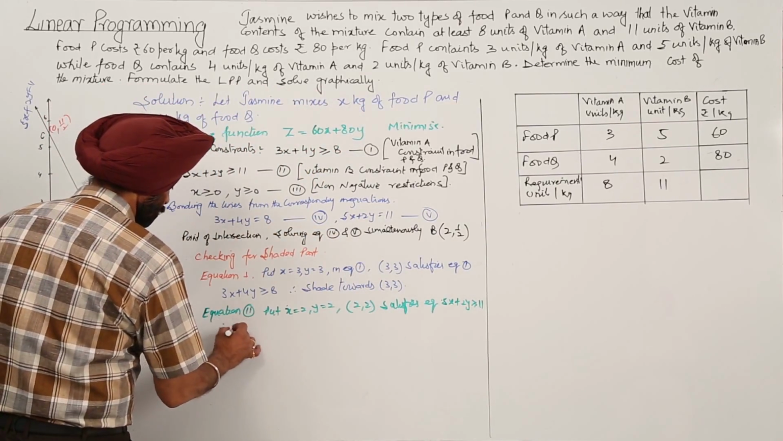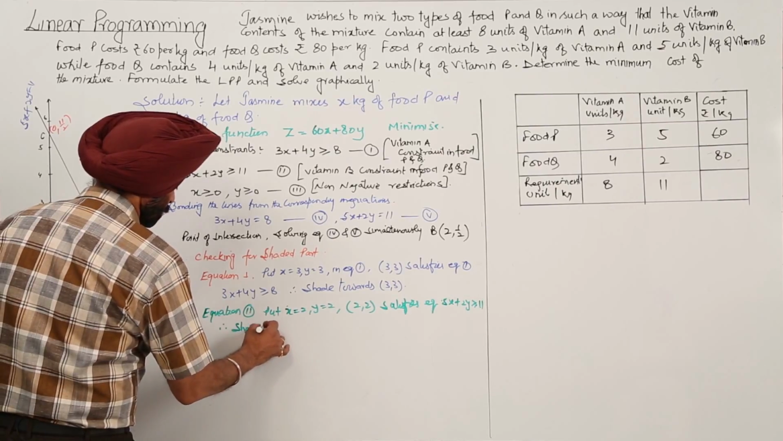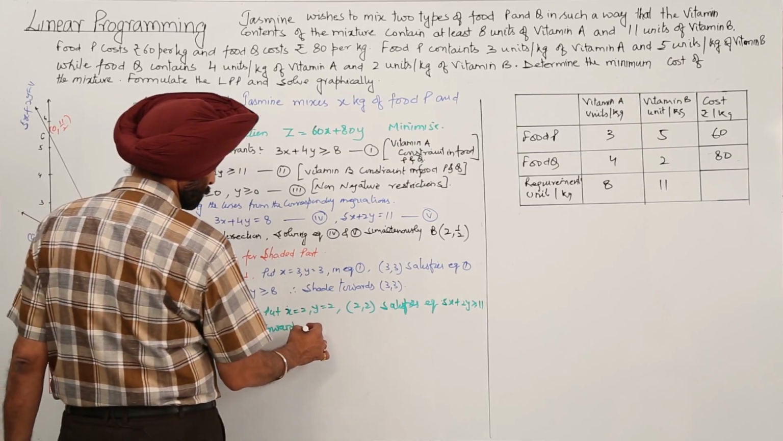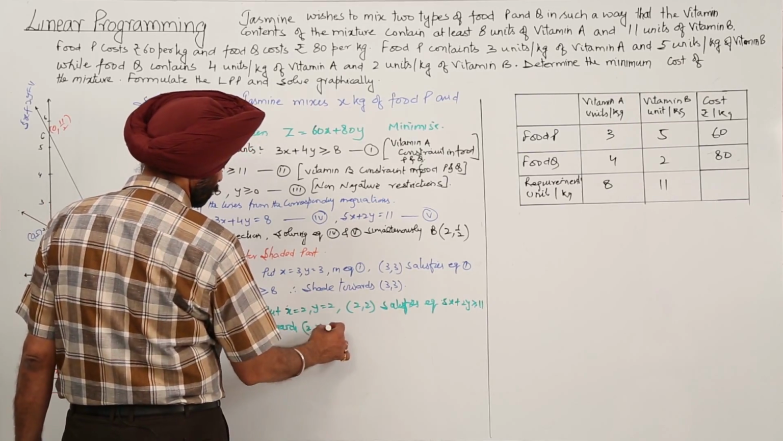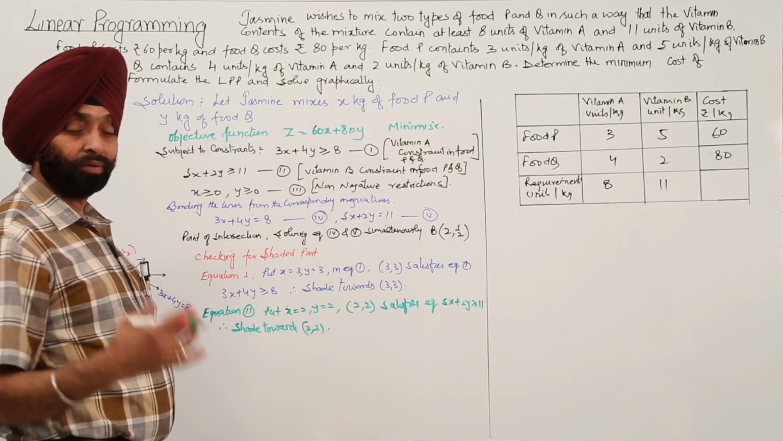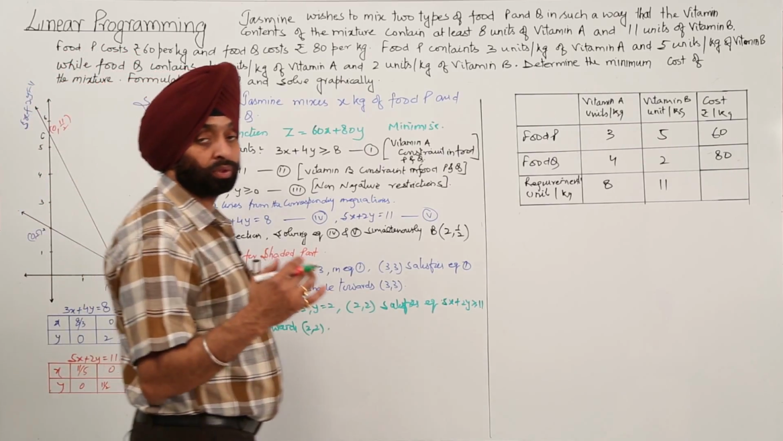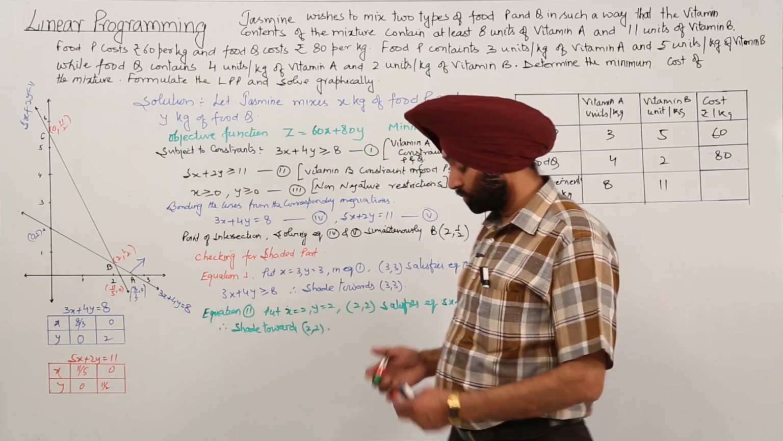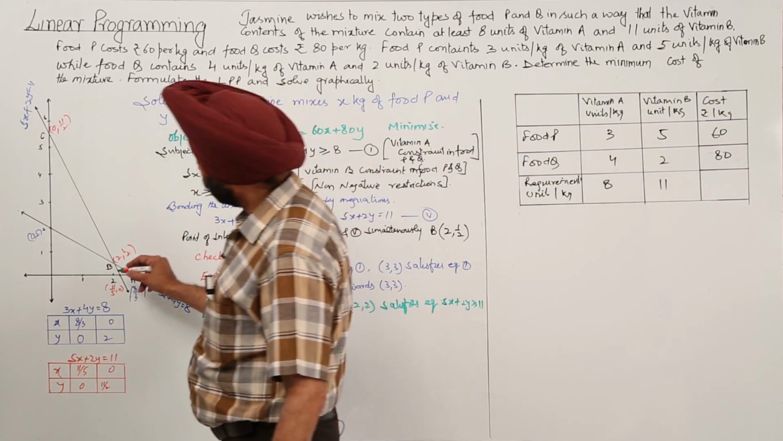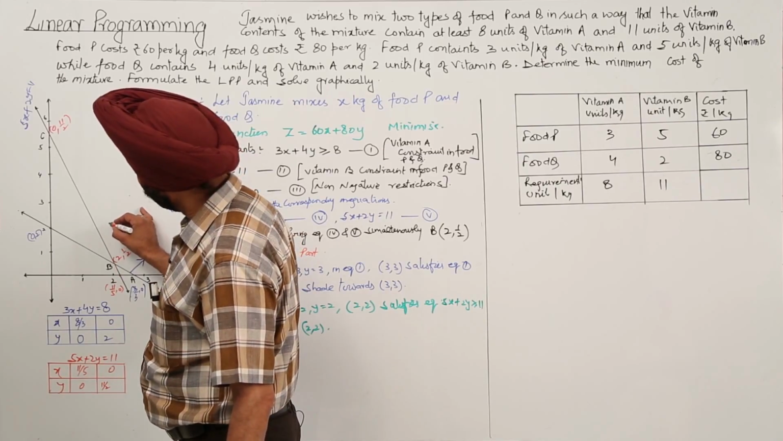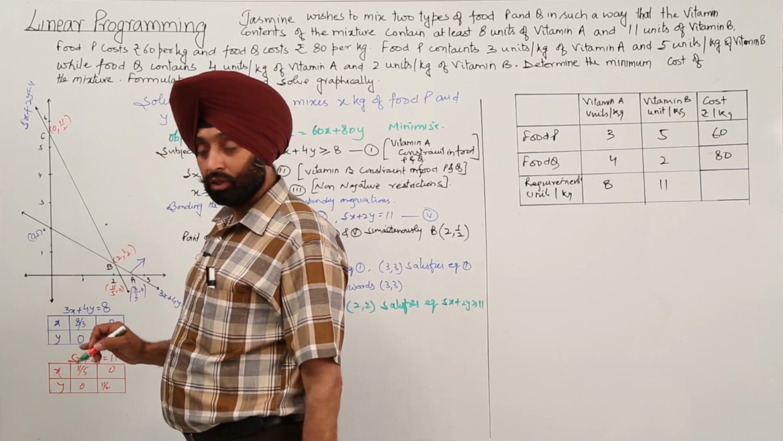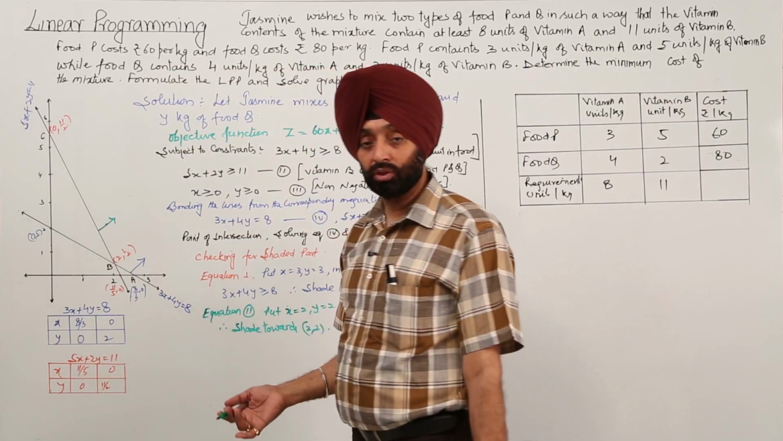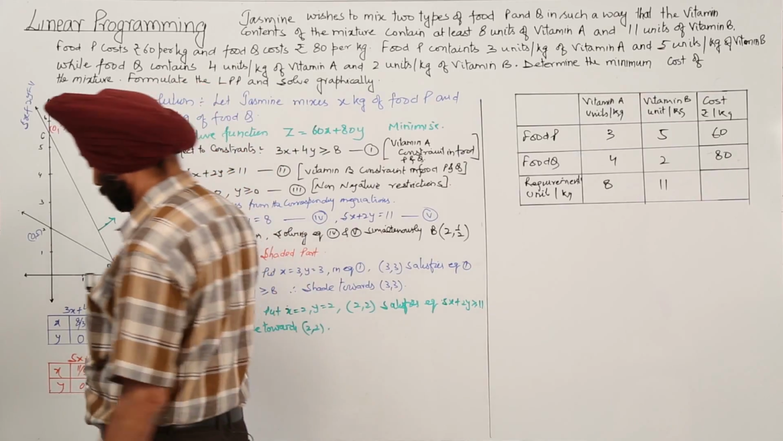Therefore shade towards 2 comma 2. Or you can write it more nicely: shade towards the region where point 2 comma 2 falls. Now 2 and 2, obviously it will be approximately on this side, so we are going to shade towards this side. Only 2 equations are there, so our shading portion is now done.